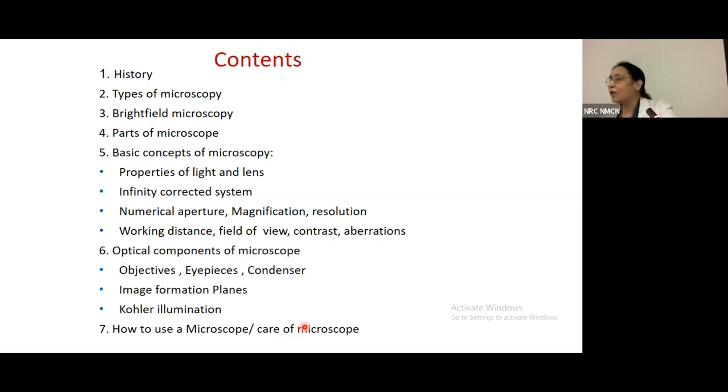Then, what are the optical components of the microscope? Like, what are objectives, eyepieces, condenser? What is image formation plane? What is polar illumination? And in the last, how to use a microscope.